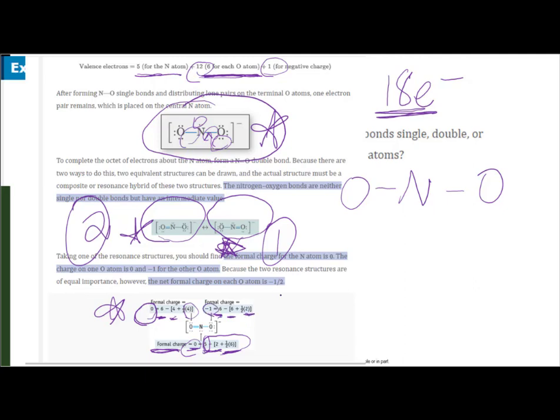That would give me a formal charge of -1, which would make sense because remember, all of the formal charges for all of the atoms will equal the charge of the overall structure. And the overall structure here is a -1 charge. So 0 plus 0 plus -1 gives me an overall charge of -1.